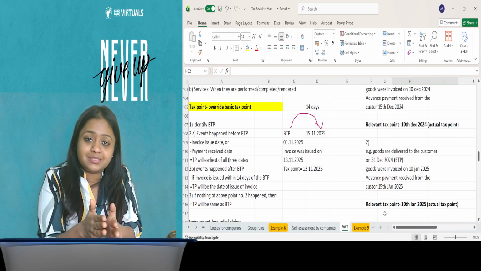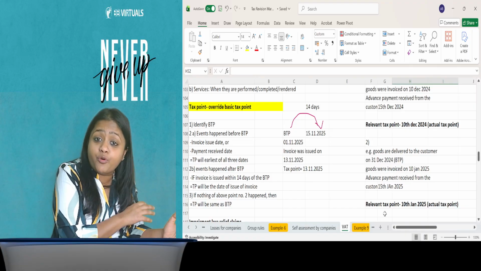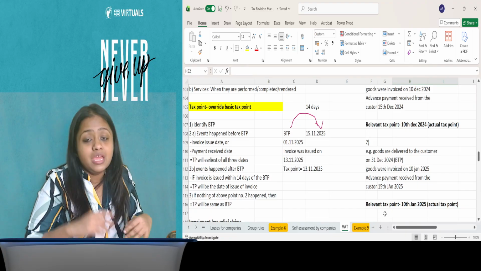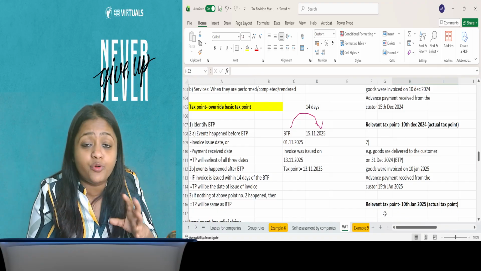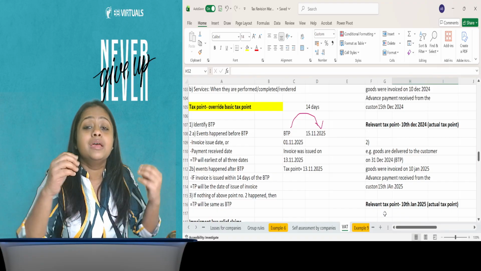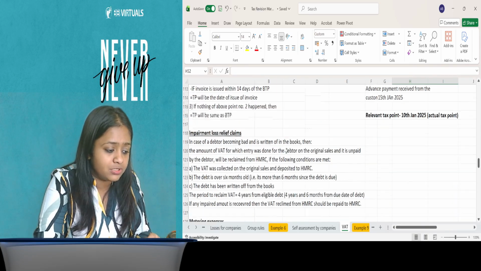So one is the basic tax point, the other one is when invoicing or payment takes place before it, then you take the earliest date. If invoicing takes place after BTP but within 14 days of the basic tax point, then that becomes the relevant point. Clear? Easy? Okay, let's go to the next one.